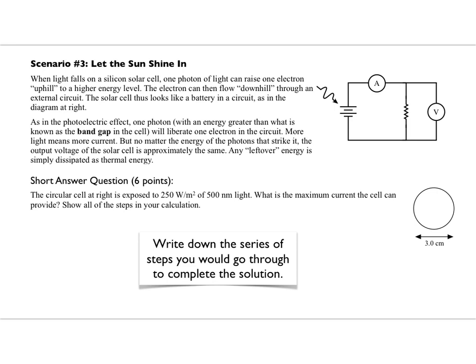Next piece of the puzzle is a short answer question. The short answer question is this. The circular cell is exposed to 250 watts per square meter of 500 nanometers light. What is the maximum current the cell can provide? And I want you to show all the steps in your calculation.